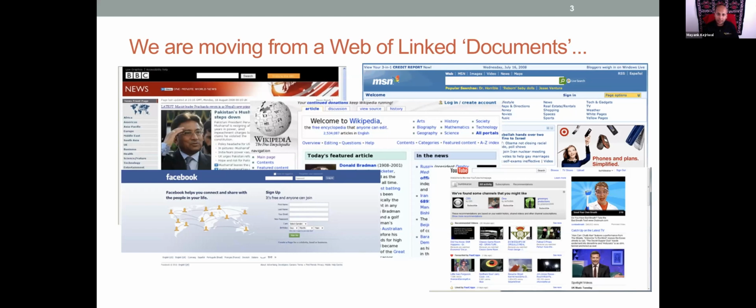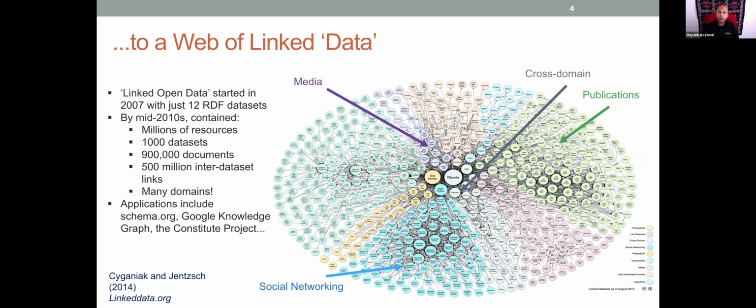All right, so let me begin with an observation before I actually get into the problem. The observation that I always like to begin with is that we are moving from a web of linked documents. This is what we traditionally think of the web as being, right? You have these hyperlinked documents, HTML pages and so on. But we are actually moving to a web of linked data. Now, that does not mean that this is replacing the web of documents. This is existing along with the web of documents.